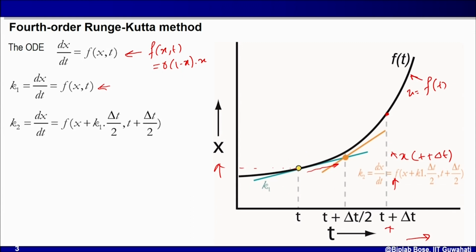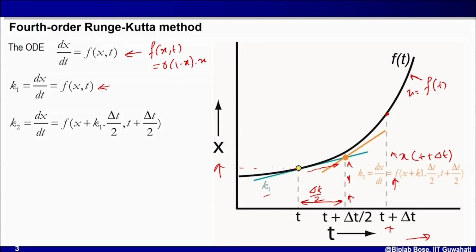Now, what if I do some modification? What I do, I extend this tangent at this yellow point along with a slope k1 up to the midpoint, that is up to t plus delta t by 2. So this is halfway, delta t by 2. If I draw a vertical line at t plus delta t by 2, that is the dotted line shown here, that intersects this blue line at this orange dot.